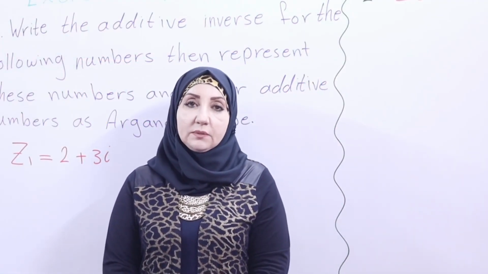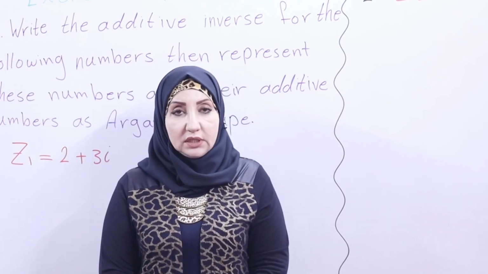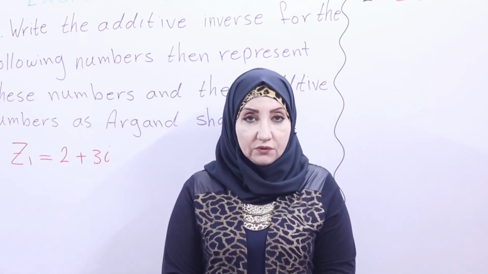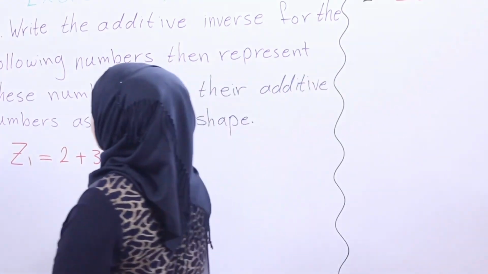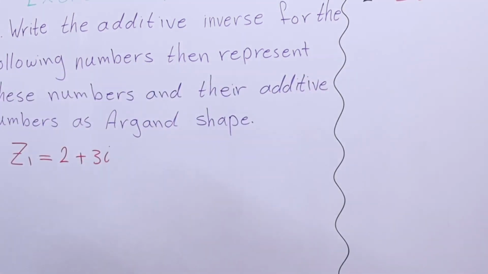Our lecture today, we will solve the exercises of 1-4. First question. Write the additive inverse for the following numbers, then represent these numbers and their additive inverses as Argand shape.